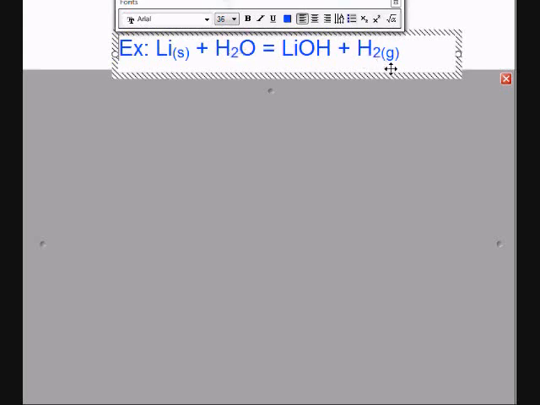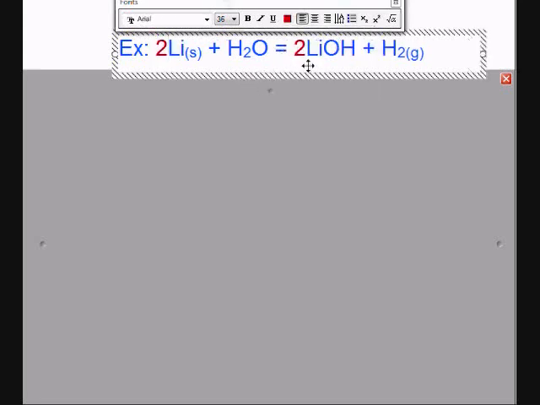Hey, did I get lucky? I think I did. No, I didn't. I've got 3 hydrogens over here, don't I? That doesn't work out. So let's go ahead and put a 2 in here. Now I've got 2 lithiums though, right? Let's put a 2 over here.